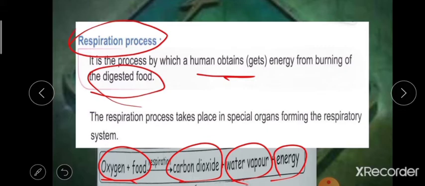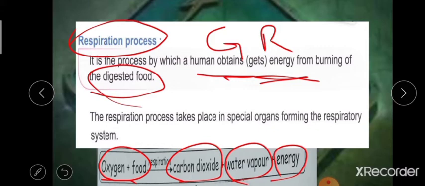Why is the respiration process very important? Because it is a process by which humans get energy from burning food. So the respiration process is very important.